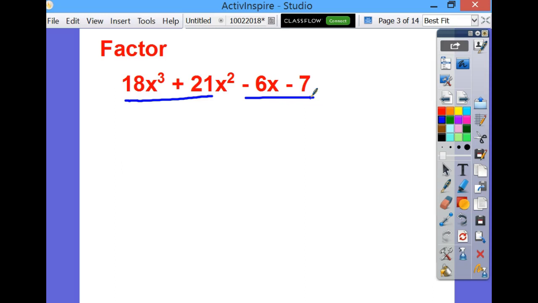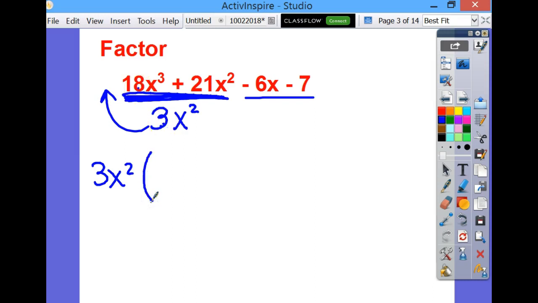You divide it into two groups of 2. Looking at just this part right here, does this part have a GCF? What divides 18 and 21? And they both have an x squared or higher. When I take the 3x squared out, it comes around in front. 18 divided by 3 is how much?